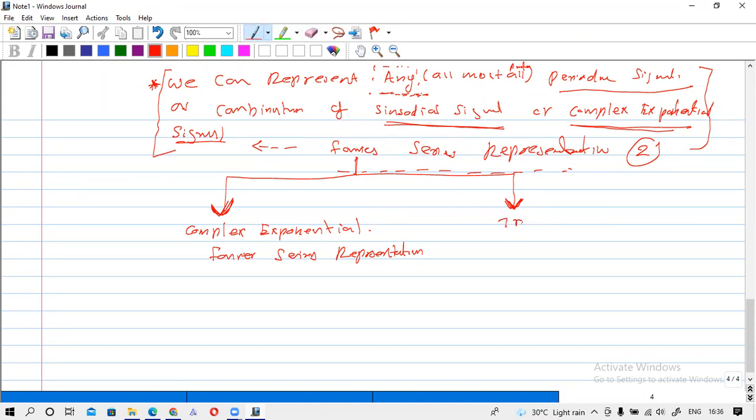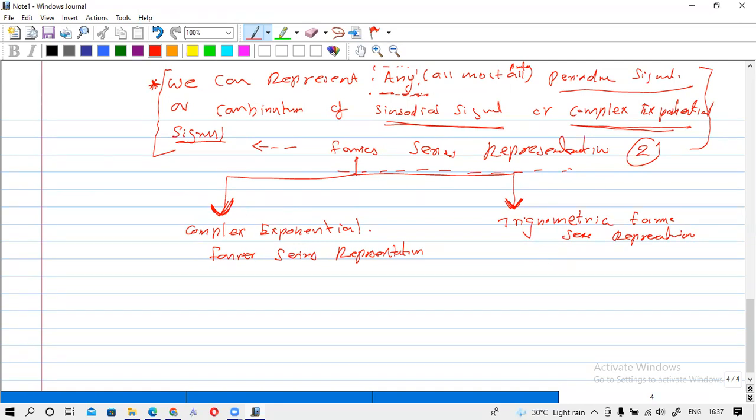trigonometric, anyway, I pronounce it as trigonometric. Trigonometric Fourier series representation. So we will have two types of Fourier series representation: complex exponential Fourier series representation and trigonometric Fourier series representation.